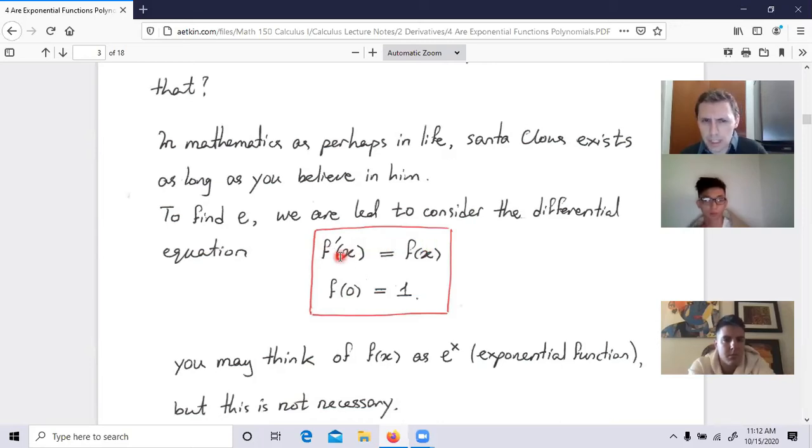Now, why would such information be interesting to us? Why do we right away start suspecting that something important is happening here? Derivative of a function equal to the function. Maybe I'll tell you one small story, if you will allow me, right?